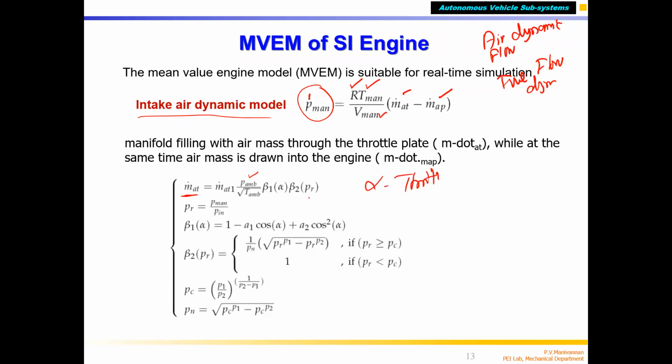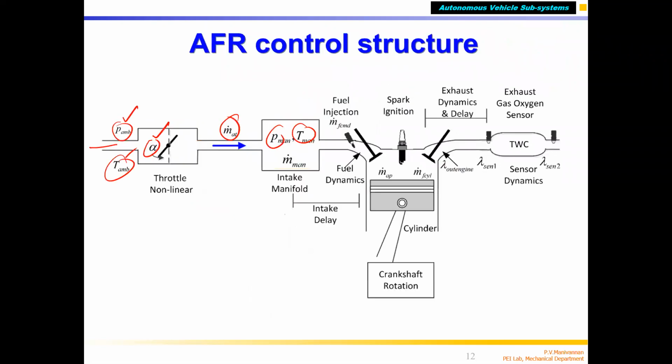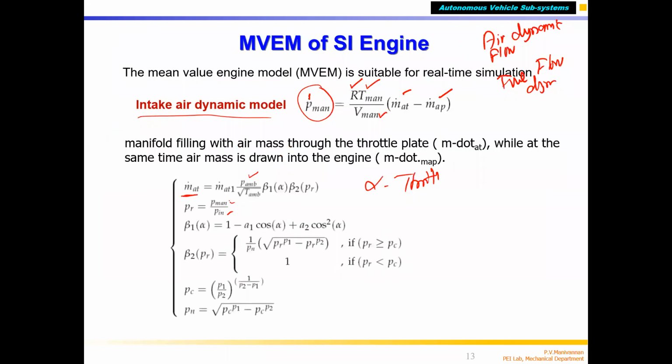Similarly, B2 is another function, which is a function of PR. What is PR? PR is the manifold pressure divided by the pressure at the inlet valve. P in means the pressure at the inlet valve. This is the manifold. Why? Because here there's a restriction, here there's a volume, here there's a restriction, again there's a big volume. In between, the pressure difference will happen. This is P in, the pressure at the inlet valve, the inlet port. That's what this equation shows.